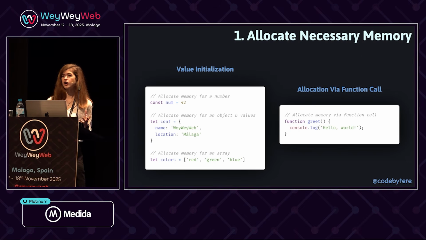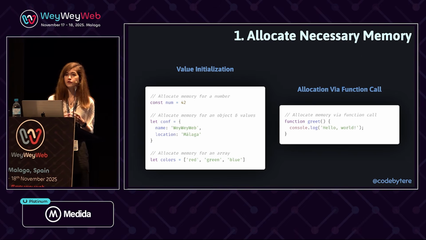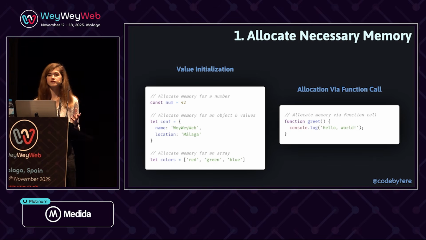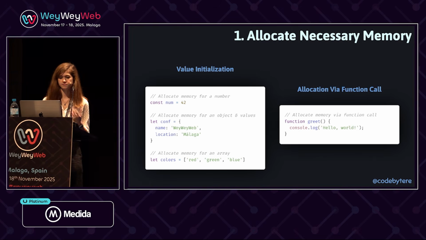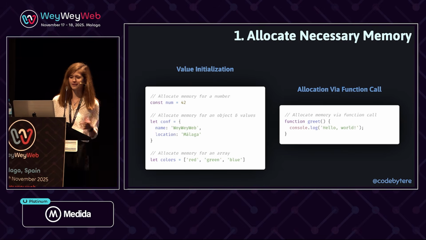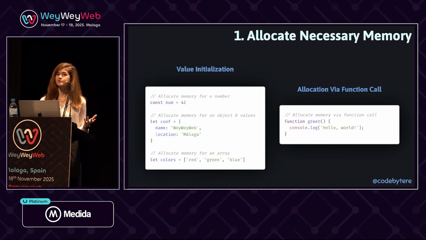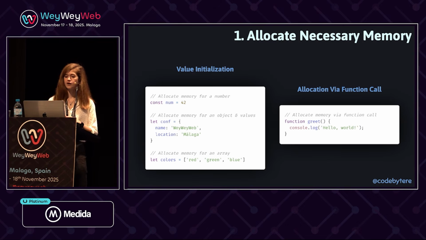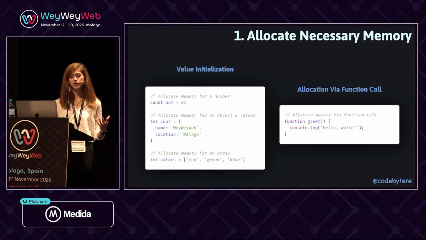Functions in JavaScript are actually kind of unique. They're treated as first-class objects. So if you declare a function greet = () => console.log('hello world'), JavaScript allocates memory both for the function itself as well as its code, ready to be used whenever you call it.